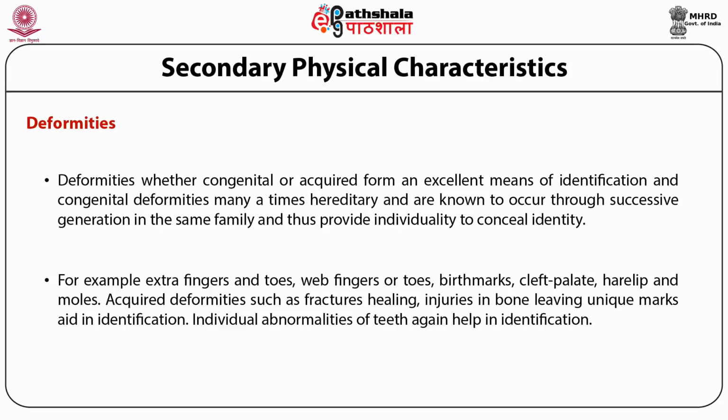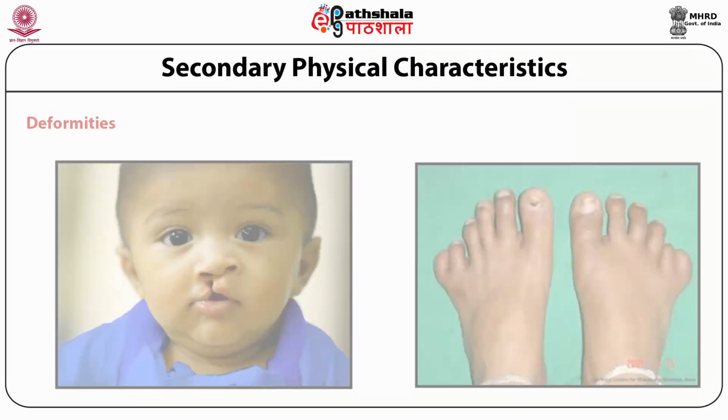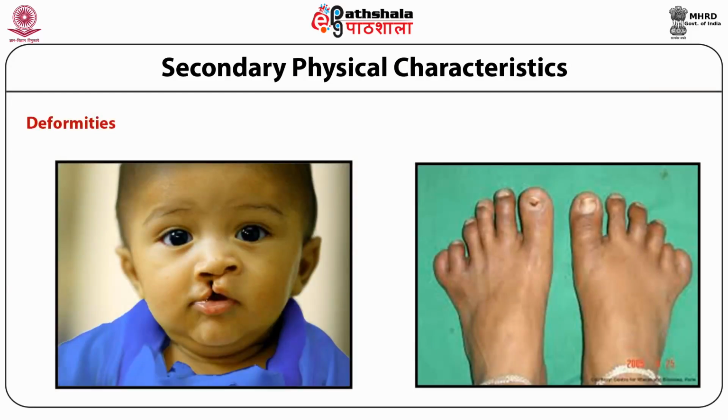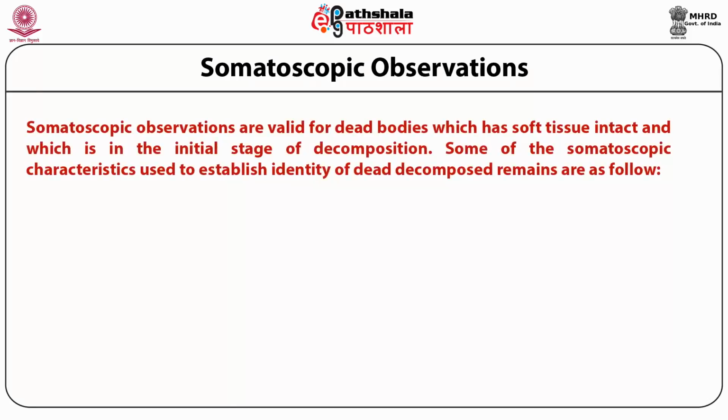Individual abnormalities of teeth again help in identification. In the presented diagram, examples of deformities are shown. In the first image, a birthmark in a child is presented, and in the second diagram, an example of polydactyly is shown. The somatoscopic observations are valid for dead bodies which have soft tissue intact and which are in the initial stage of decomposition.